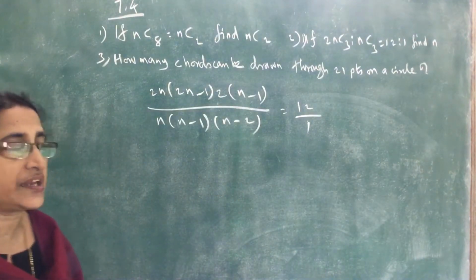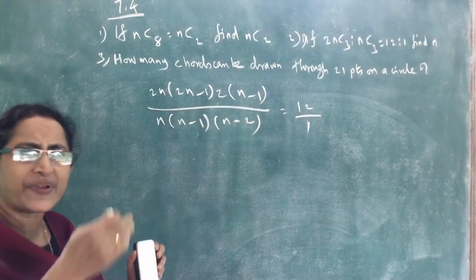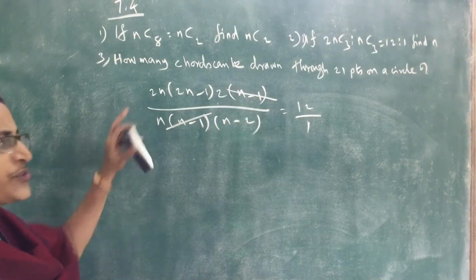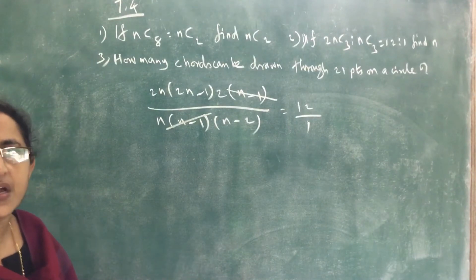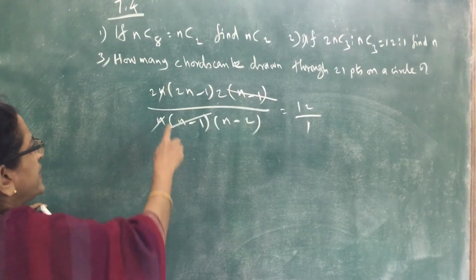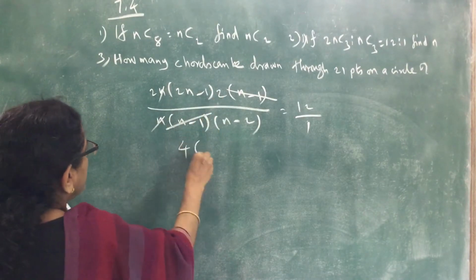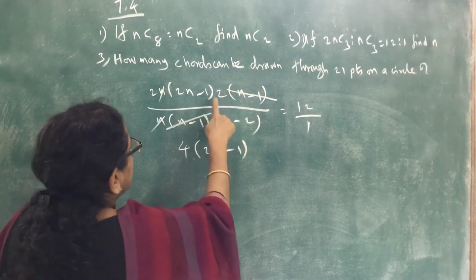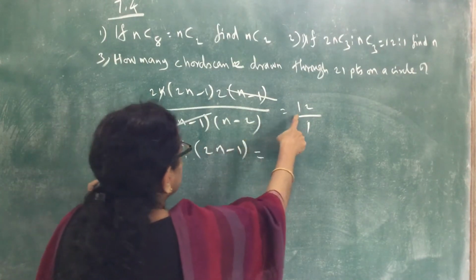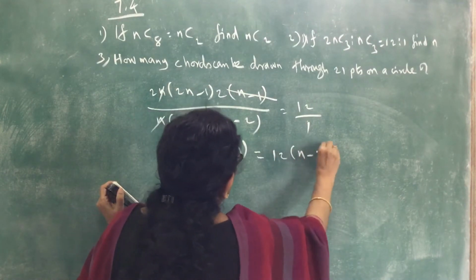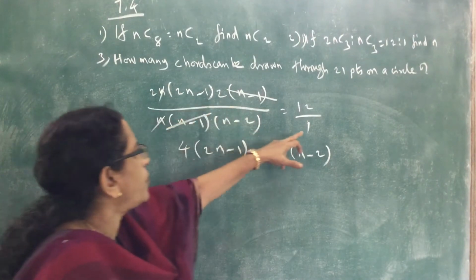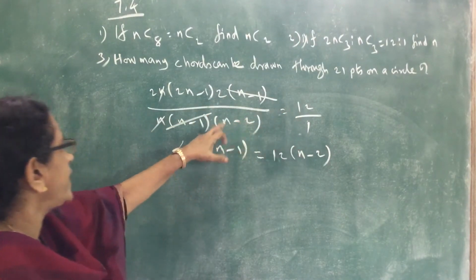Now we want to find the n. Here all is multiplication, product. So we can cancel n minus 1, n minus 1. Here 2n means 2 into n, so that n can also be cancelled. So what is remaining? 2 into 2, 4, into 2n minus 1. Then cross multiply: into 1 equal to n minus 2 into 12. So 4 into 2n minus 1 into 1 equal to 12 into n minus 2.